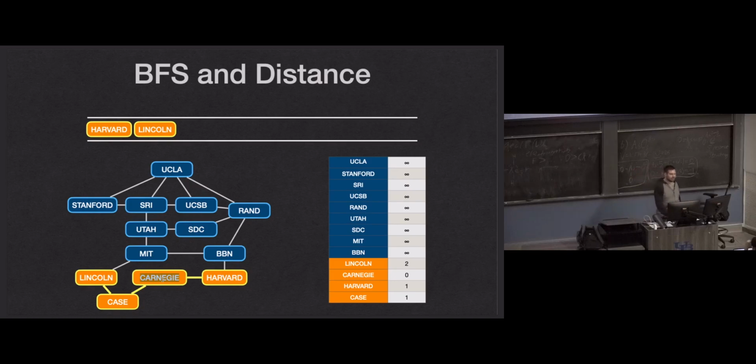Nothing at all. If it hasn't been explored, mark it explored, enqueue, update distance. If it's already been explored, nothing. There's nothing to do. We're going to dequeue Harvard and find BBN, ignore Carnegie, explore BBN, enqueue it, update its distance to Harvard's distance plus 1. And ignore Carnegie.